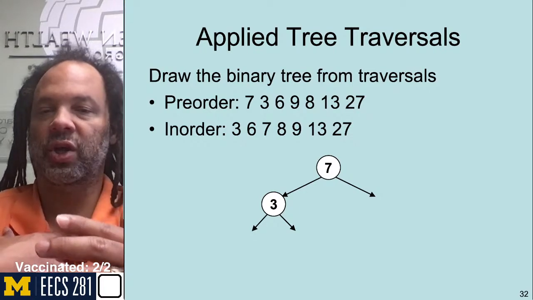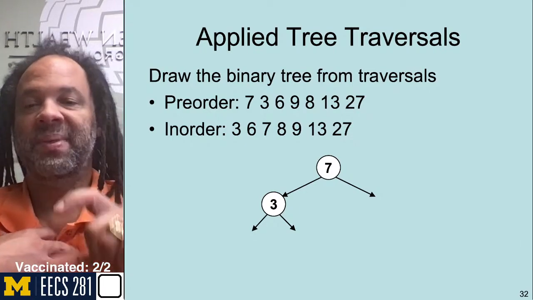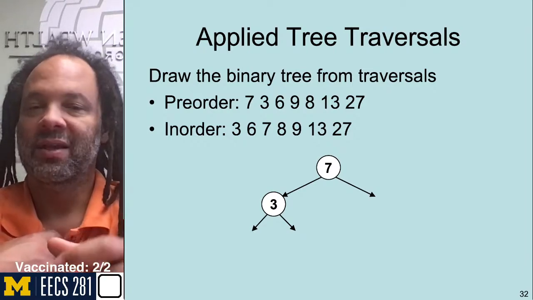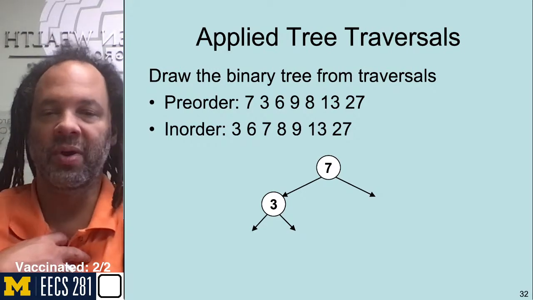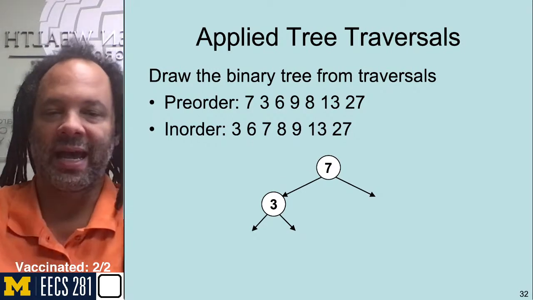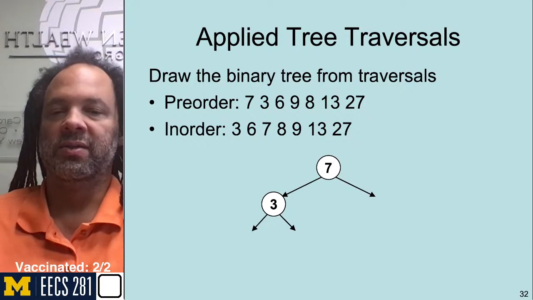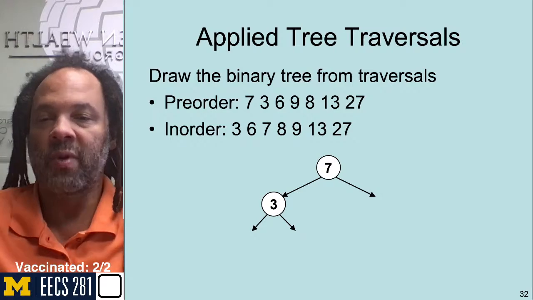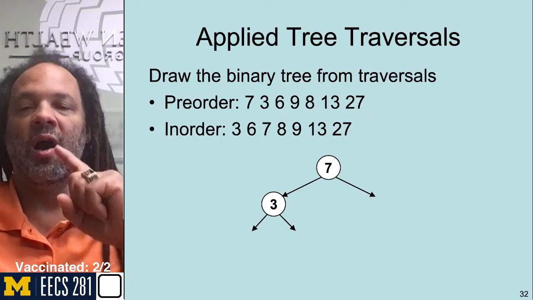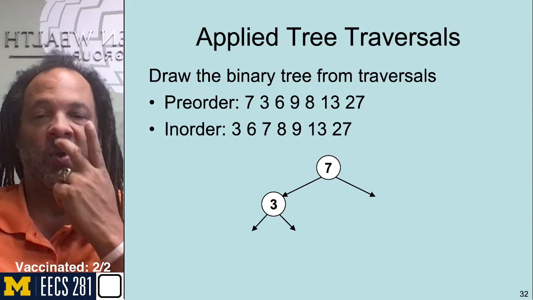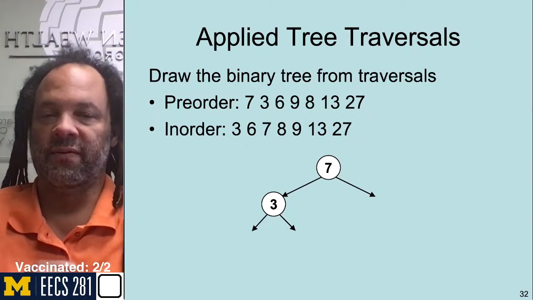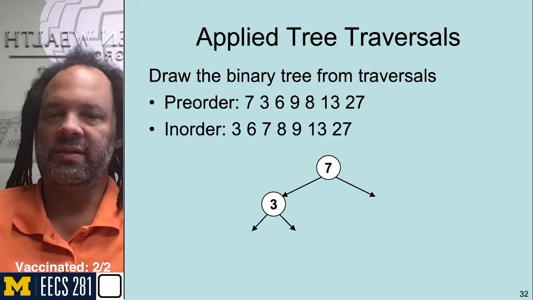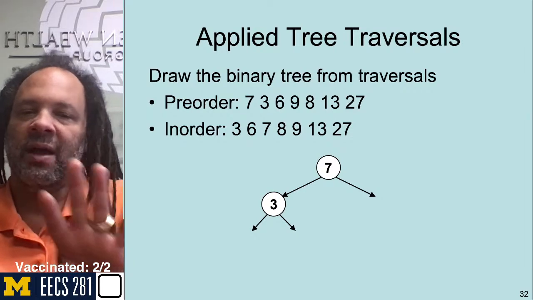But because 6 shows up in the in-order traversal before 7, it means that 6 has to be in 7's left-hand subtree. So I cannot put that 6 over on the right side of 7. I have to put it here somewhere below 3. Now, how do I decide which? Remember the recursive nature of our tree definition. So if I said that with the in-order traversal, 7 kind of sits in the middle of its subtrees. The 3 and 6 go to its left and everything else goes to its right.